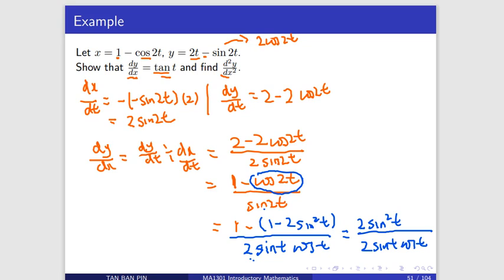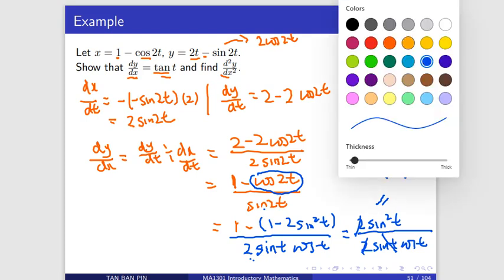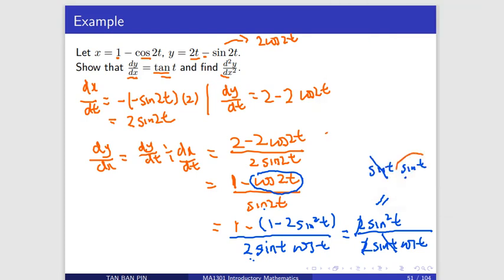And then after that the 1s cancel, right? Then you can cancel 2. Sine squared t is actually sine t and another sine t, so one of them will cancel with the sine t. So you're left with sine t over cosine t, which gives you tan t. So this will simplify to tan t, which is what you want to show. So that will be the first part.